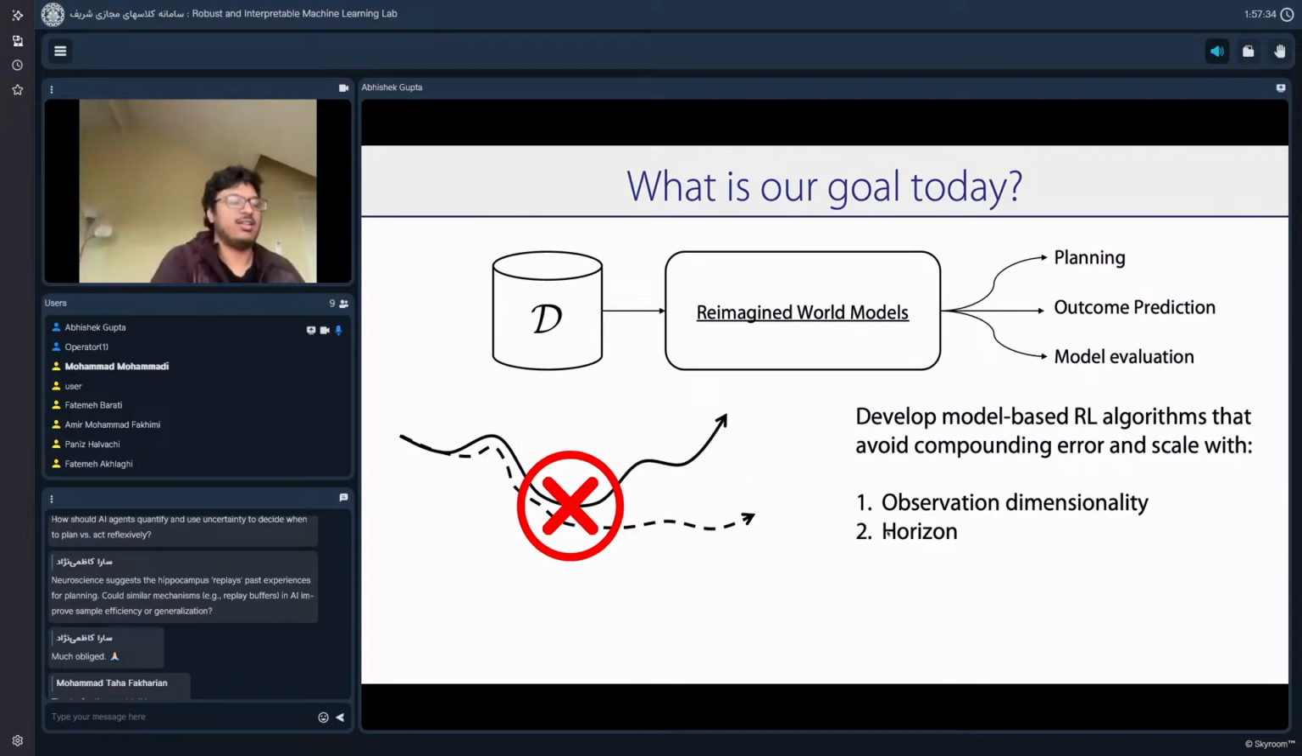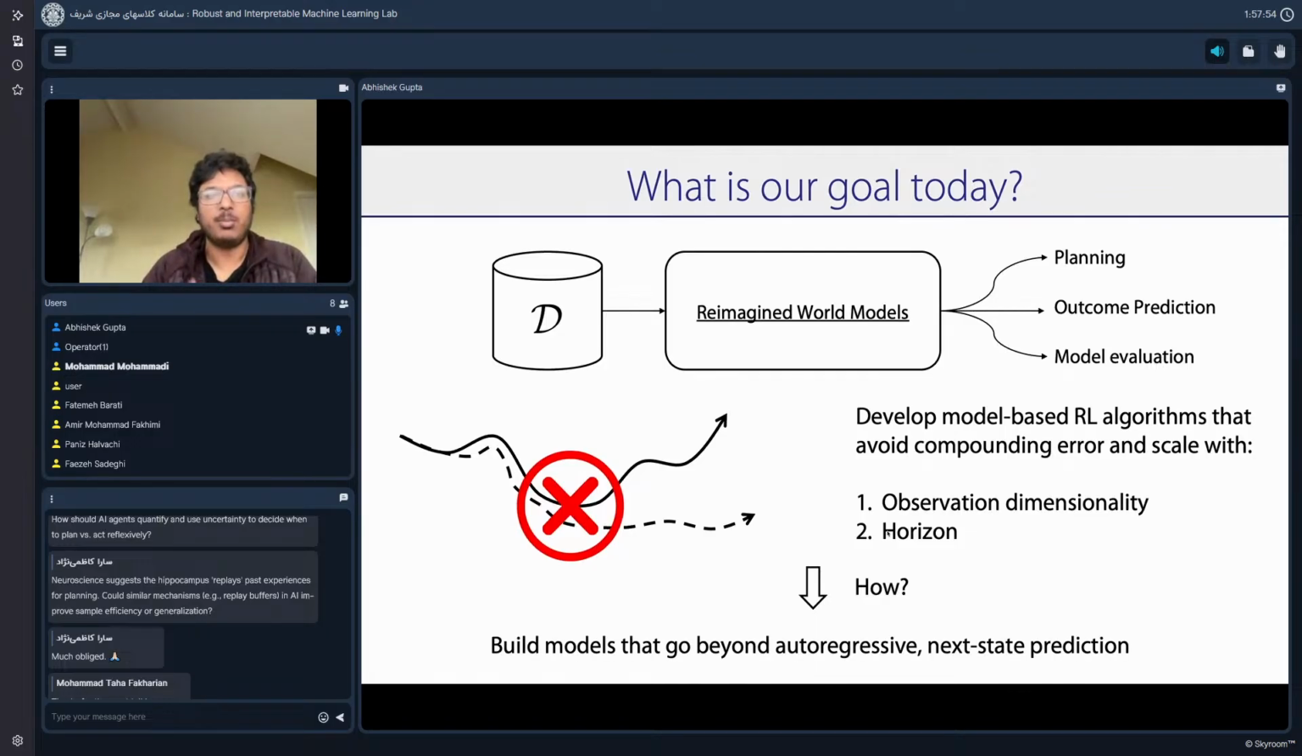Right. So the logical flow here is that we want to build world models. They scale poorly with observation size and horizon. How do we reimagine the thing from one step observation prediction to something else that still enables planning, still enables outcome prediction, still enables model evaluation, right? And so we want to build models that go beyond this paradigm of autoregressive next state prediction and try to think of new ways of doing world modeling.